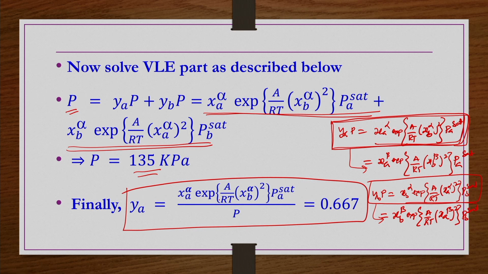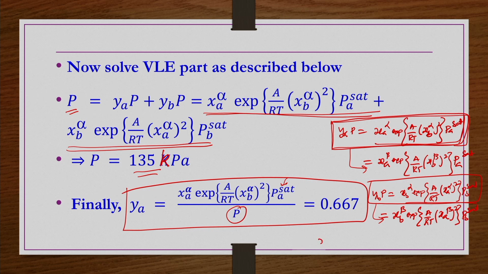that is XA alpha exponential of A by RT, XB alpha whole square, PA sat by P. When I substitute all these values, because PA sat and PB sat values are given in the problem, XA alpha and XA beta we have already found, so XB alpha and XB beta are found anyway. A is also given, temperature is also given, everything is known, and the pressure we just found as 135 kilopascals. Then it comes out to be 0.667. Pressure units should be a small k kilopascal.